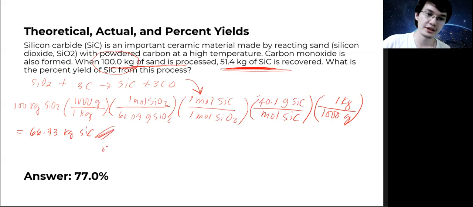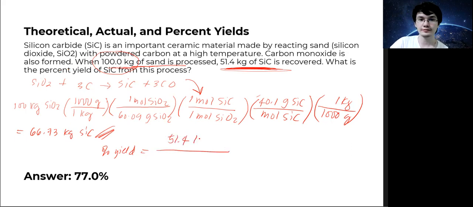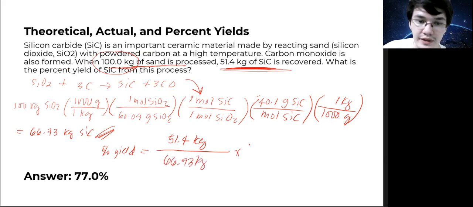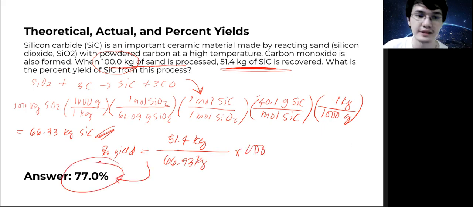So the percent yield is then 51.4 kilograms, our actual yield, over the theoretical yield, 66.73 kilograms. Times 100, we will get 77% as our yield.